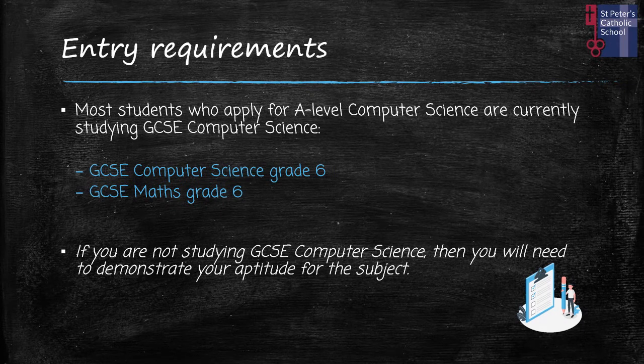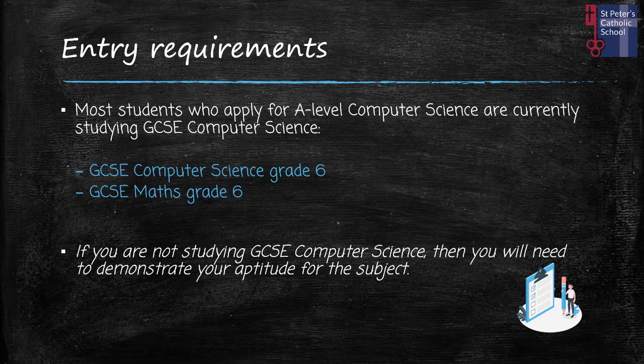If you're considering studying A-level computer science, then you'll want to know what you have to do to be eligible for the course. It goes without saying that the majority of students who study A-level computer science have studied GCSE computer science too. For those students, they need to achieve a grade 6 or above in both computer science and maths.